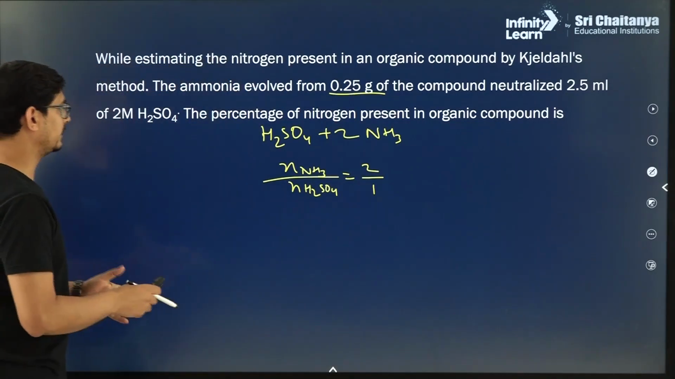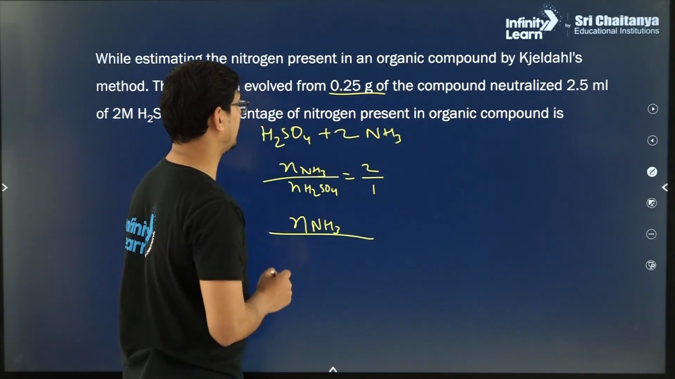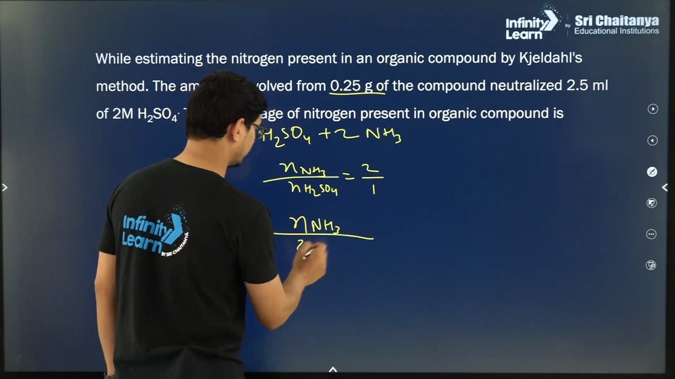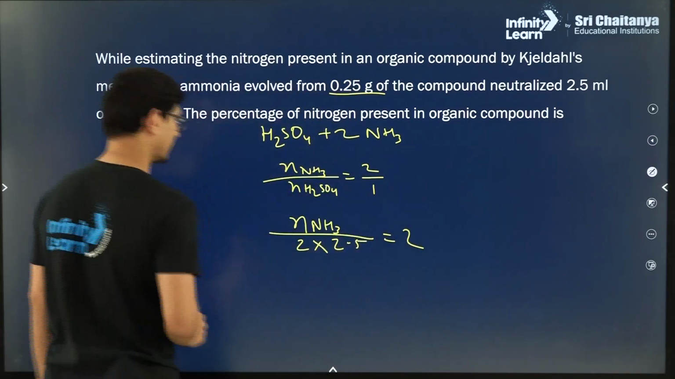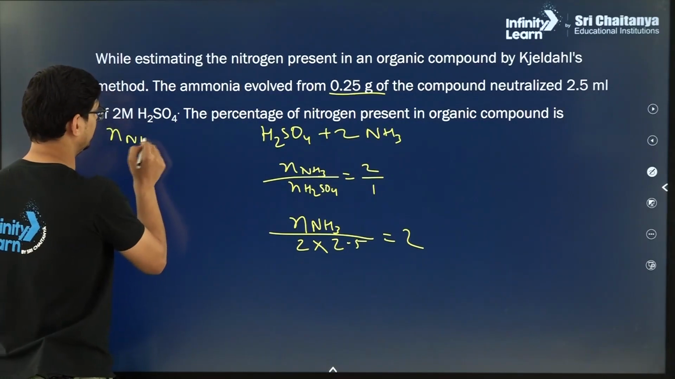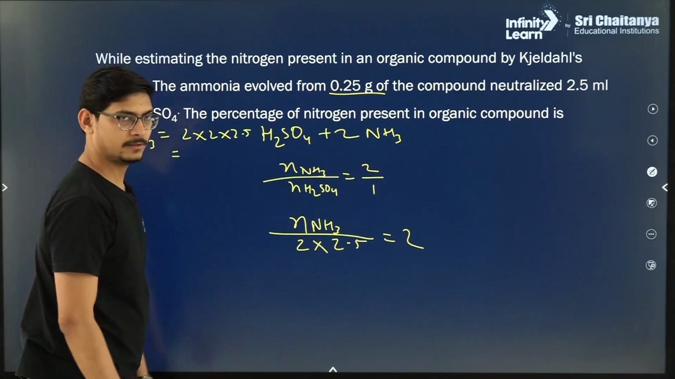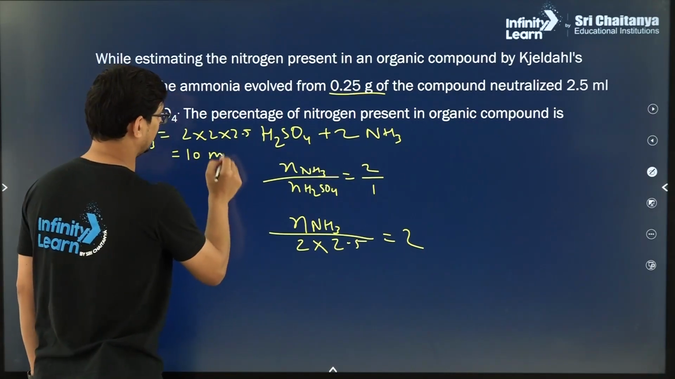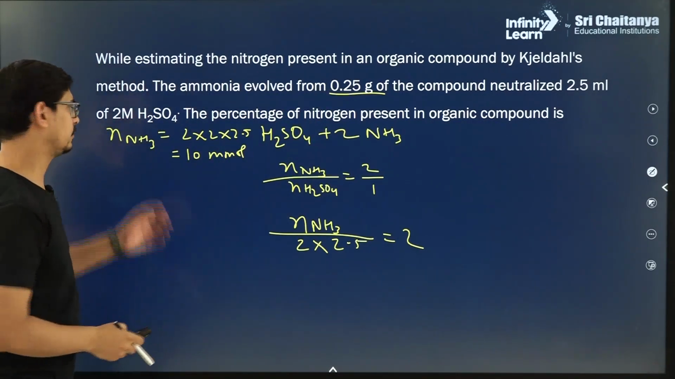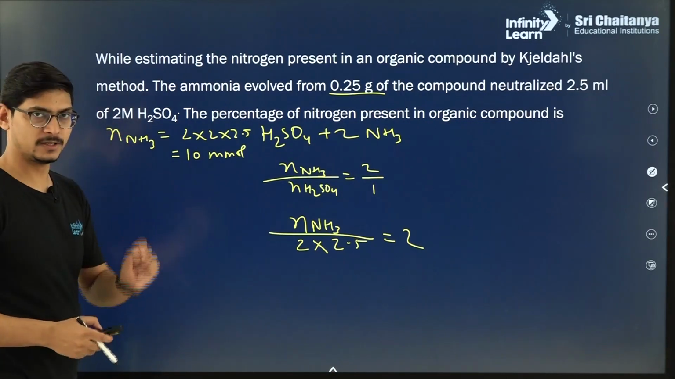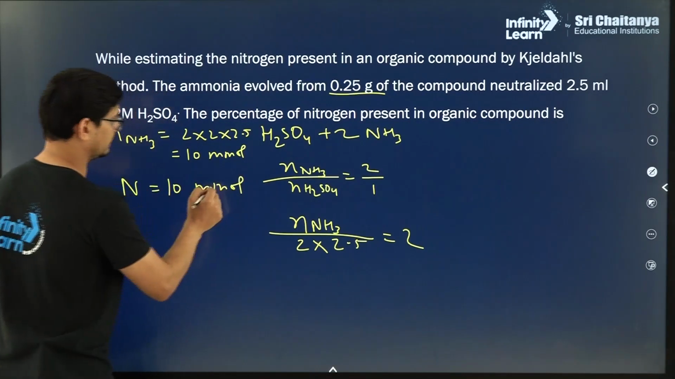Now number of moles is molarity into volume, so the number of moles of ammonia will be 2 times the molarity and volume of sulfuric acid. Molarity is 2 molar, volume is 2.5 ml, right? And this is 2. Okay, so the number of moles of ammonia will be 2 into 2 into 2.5, right? Which is basically 10 millimole. Why millimole? Because the volume is in milliliter, right? So ammonia is 10 millimole, and we know that 1 molecule of ammonia contains 1 nitrogen. So nitrogen is also 10 millimole, right?